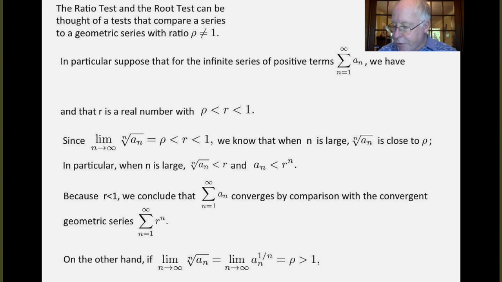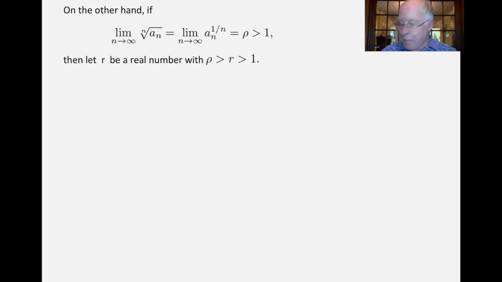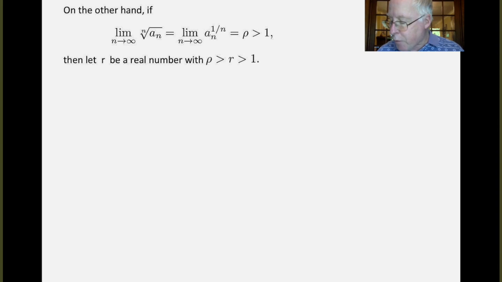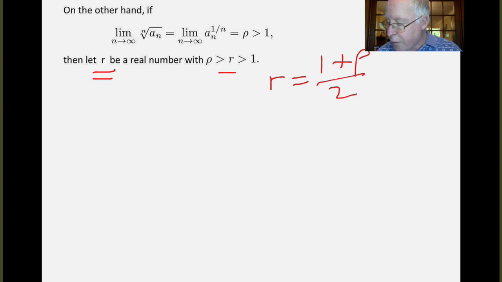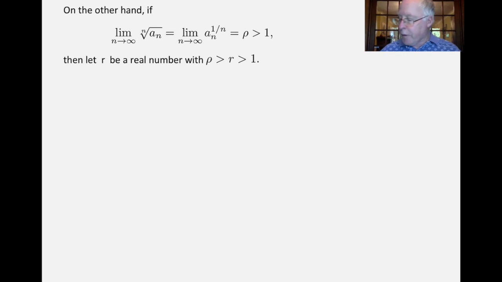In the divergence case, let's suppose that we have the limit as n goes to infinity of the nth root of a sub n being rho, bigger than 1. Why does that imply divergence? And in fact, it implies really bad divergence. So if that limit is rho, which is bigger than 1, we can find a real number r between 1 and rho. Again, as before, r could be taken to be (1 plus rho) over 2 if you want. That'll be between those two numbers.